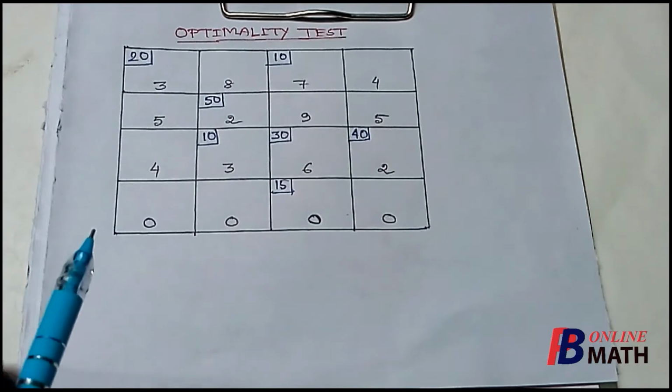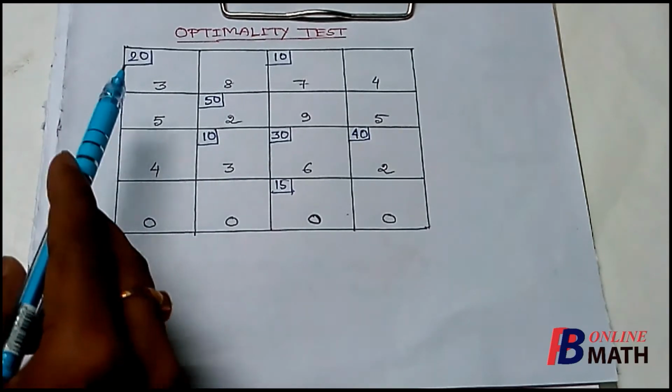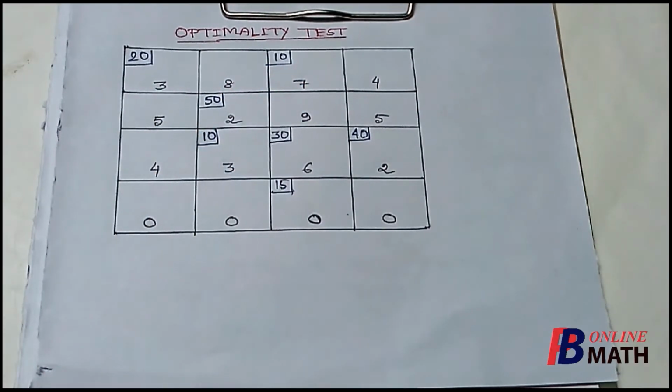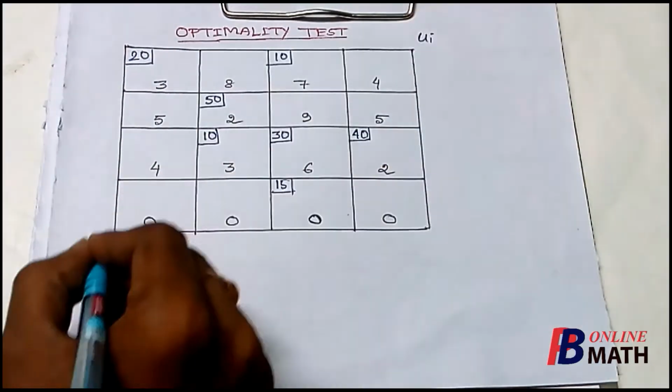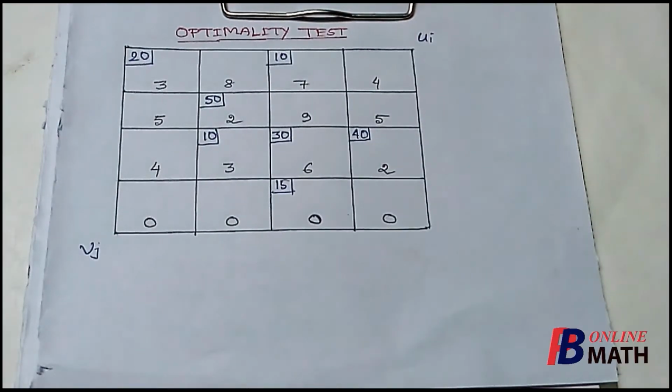Now this is our initial basic feasible solution. We have 7 basic variables, and the remaining 9 variables are non-basic, whose values are 0. Now in this UV method, we shall check the optimality of this initial basic feasible solution by considering 8 new variables, which are Ui and Vj. Now out of these 8 variables, only 7 of them are independent, and we can assume any one variable arbitrarily.